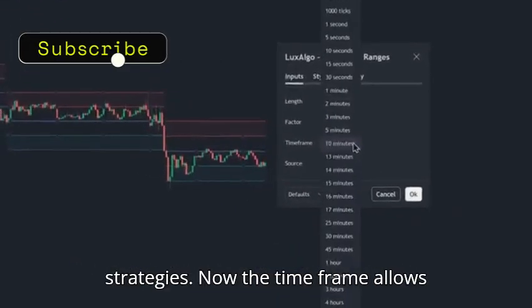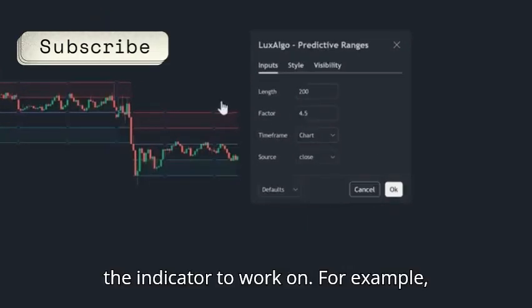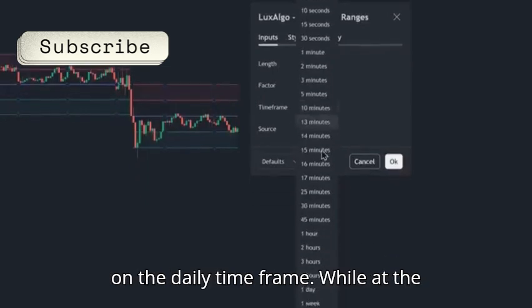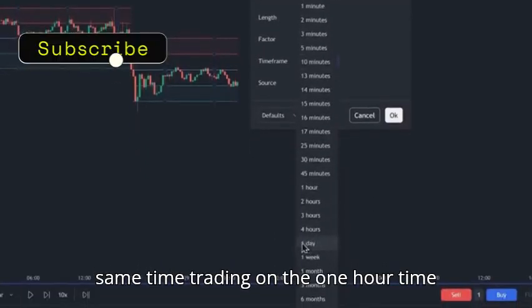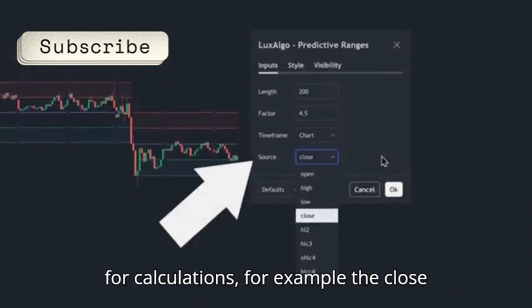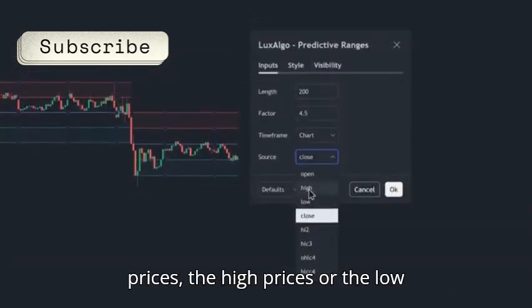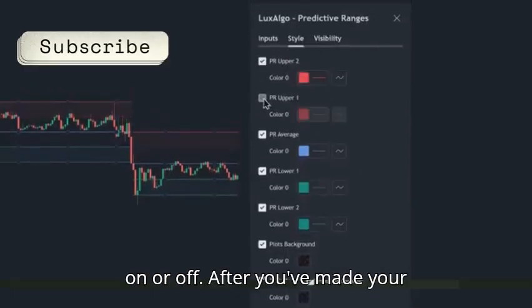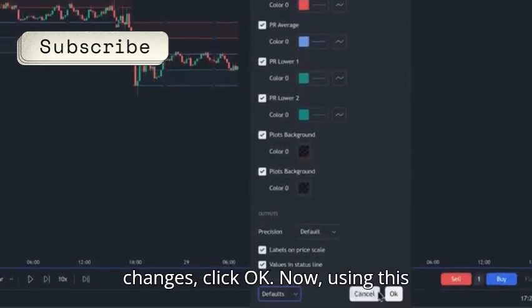Now, the time frame allows users to set a specific time frame for the indicator to work on. For example, you could analyze predictive ranges based on the daily time frame, while at the same time trading on the 1-hour time frame. Now, the source is the data source for calculations. For example, the close prices, the high prices, or the low prices. Now, the Style tab has several customizable options that we can toggle on or off. After you've made your changes, click OK.